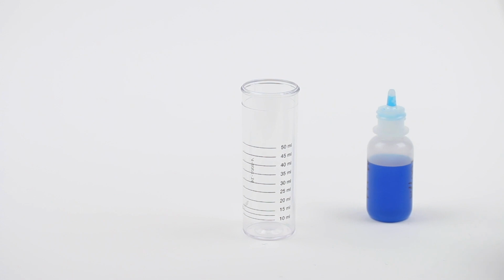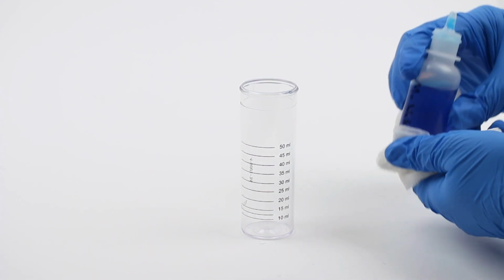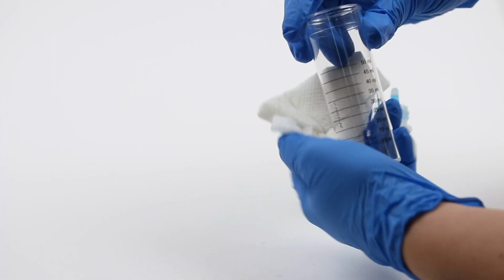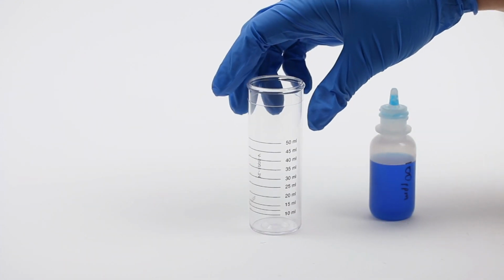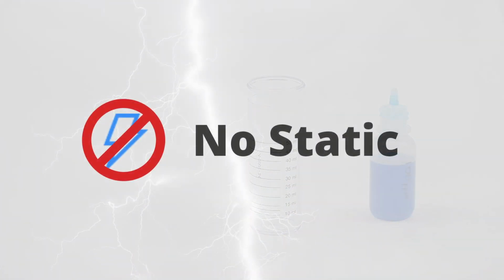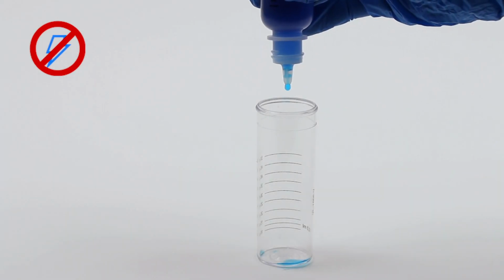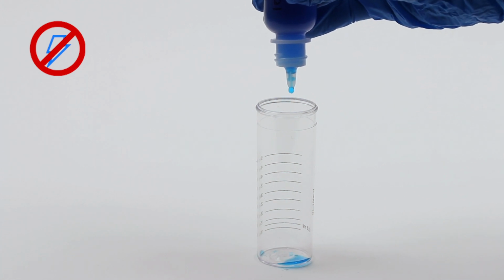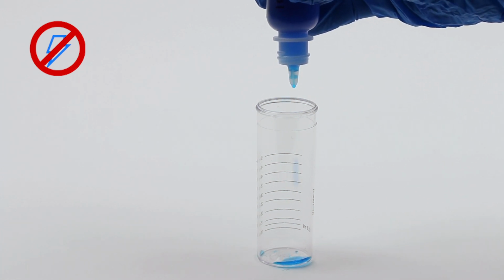To remove the static charge, we recommend wiping down the vial and bottle surfaces with a damp cloth or towel. Now we will add drops again, this time where no static charge is present. Here the drops are uniform in shape and size.